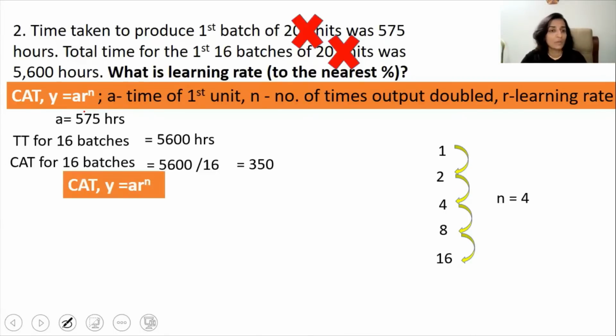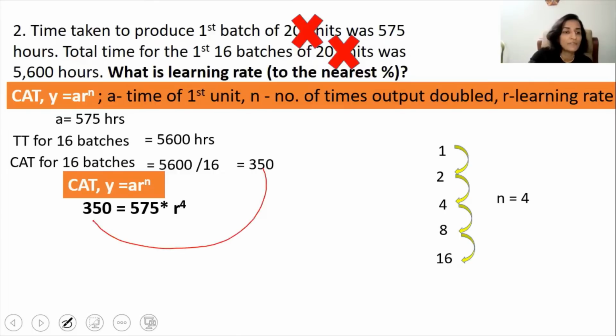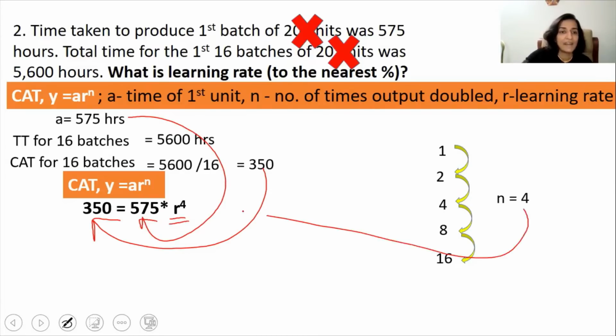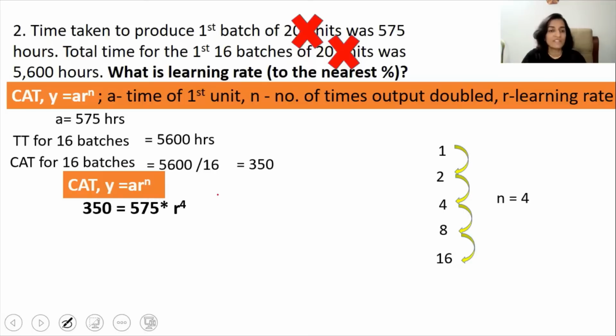So coming back to the equation, cumulative average time is given by y is equal to AR the whole raised to n. Y is equal to 350, that's coming from here. A is 575, that's coming from here. R is unknown, so I've written R here. And N is 4. Now solving this equation, 350 divided by 575 is equal to R raised to 4. 0.609 is equal to R raised to 4.